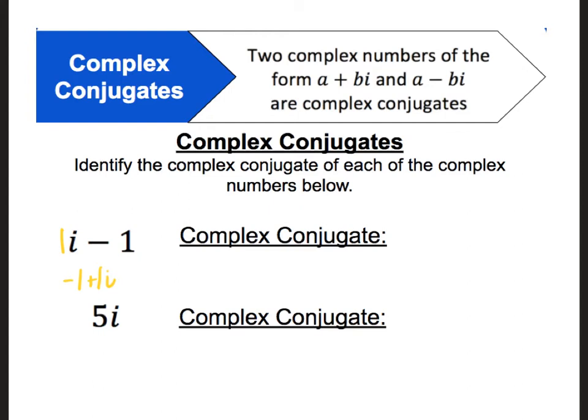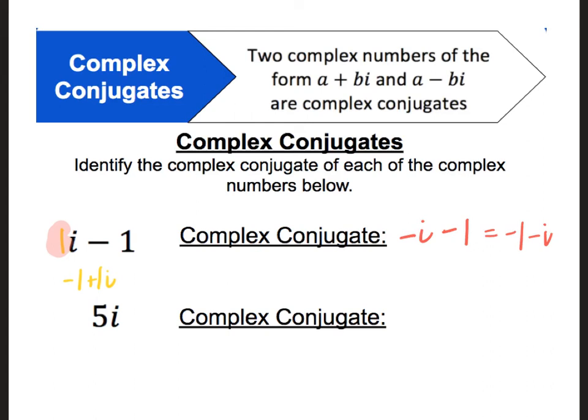Oh, I didn't really want to erase that. So notice in front of i I have a positive 1, so it's going to become a negative 1. So my complex conjugate would be negative i minus 1. Again, you could rewrite this as negative 1 minus i. It's totally up to you.